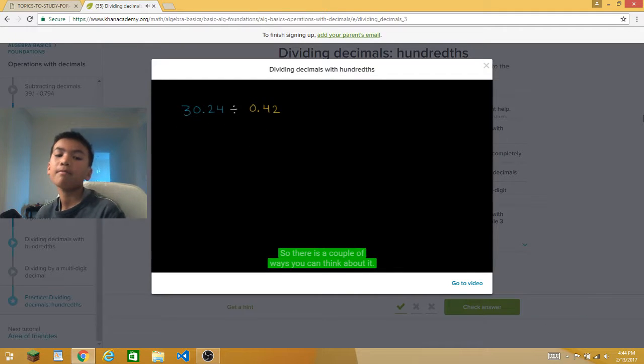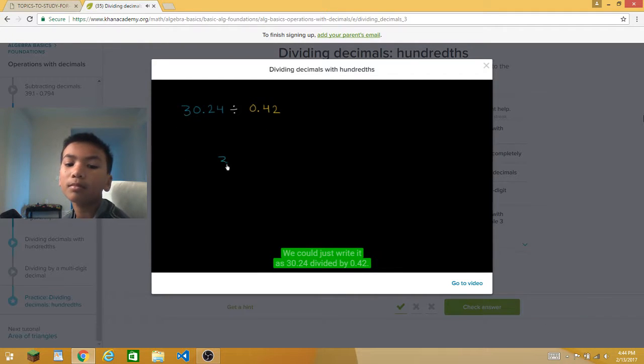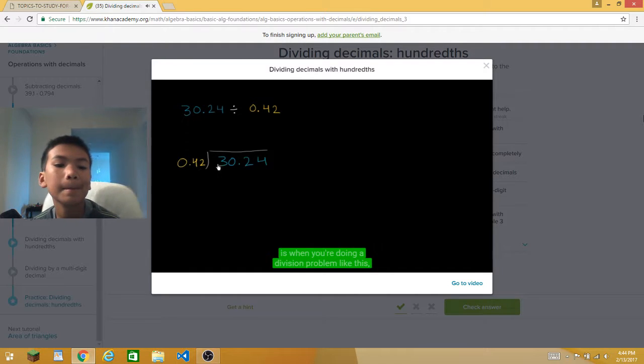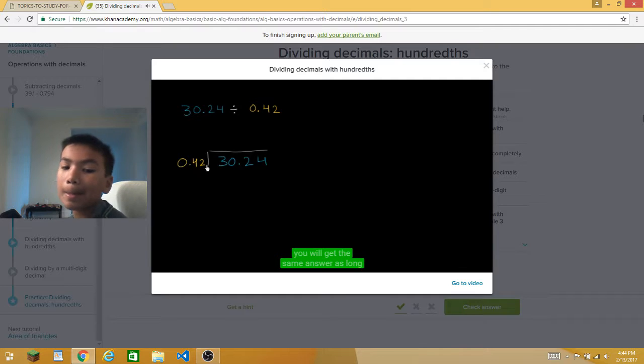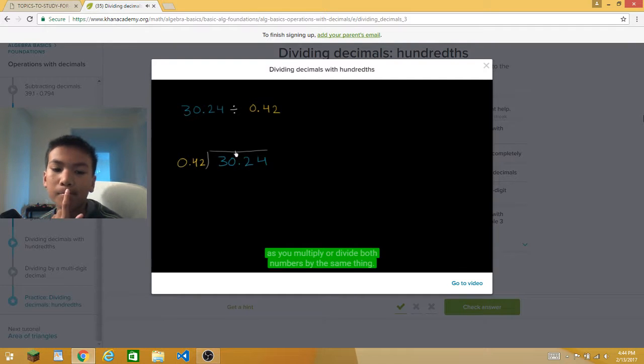So there's a couple of ways you could think about it. We could just write it as 30.24 divided by 0.42. But what do you do now? Well, the important realization is when you're doing a division problem like this, you will get the same answer as long as you multiply or divide both numbers by the same thing.